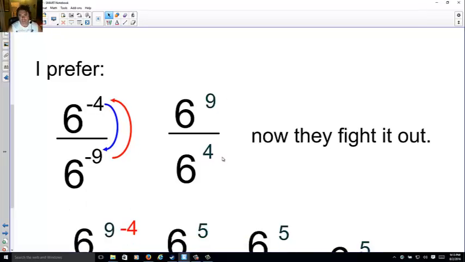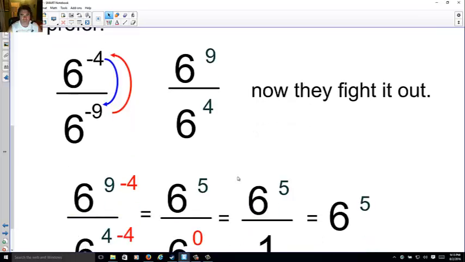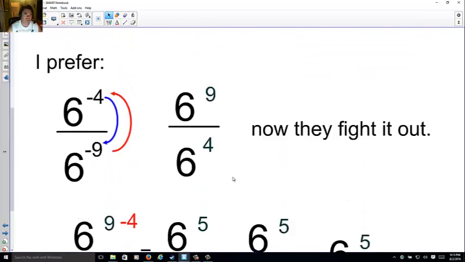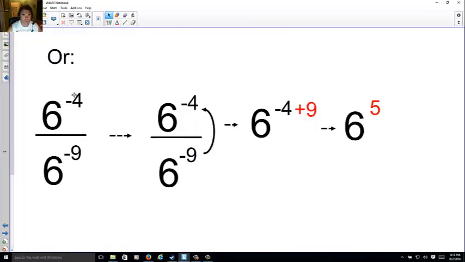Then who wins, top or bottom? Well, they fight it out, and top wins by 5. So that's one way of doing it. Or you could just say, instead of minus 9, the opposite of minus 9 is plus 9, and negative 4 plus 9 is 5. That's a faster way if you're comfortable with it. So it's up to you.